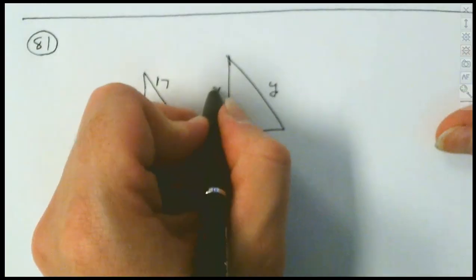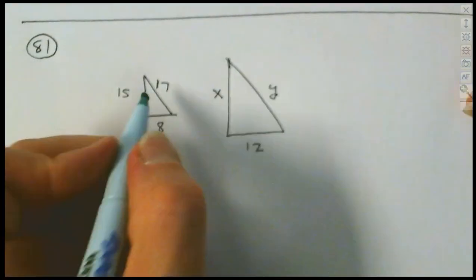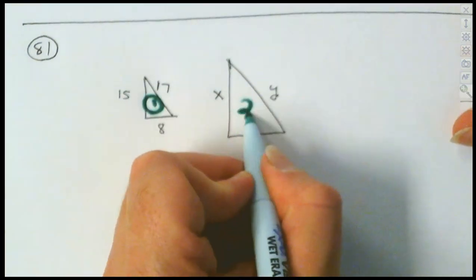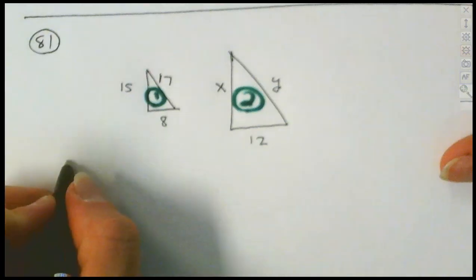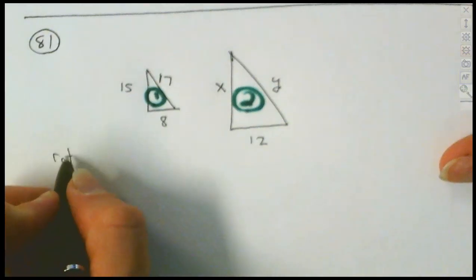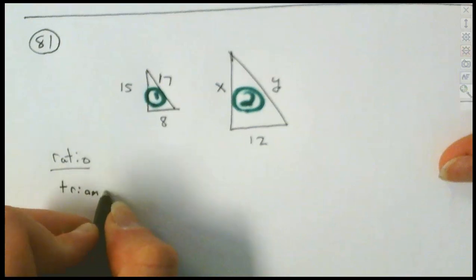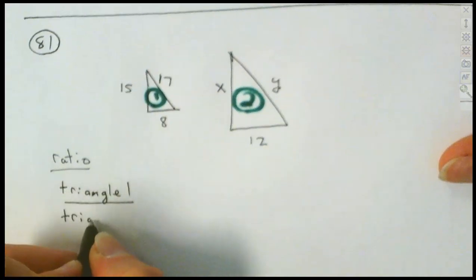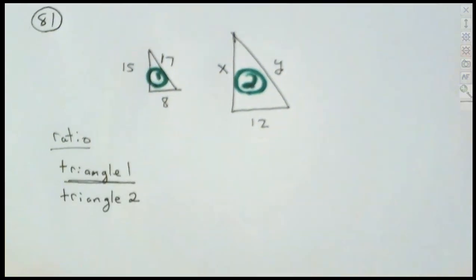Y and X here. And this is going to be triangle 1, so we'll call this one 1, and this one is going to be triangle 2. So I like to label them so I know what I'm looking at. And we're going to set up a ratio as triangle 1 over triangle 2.